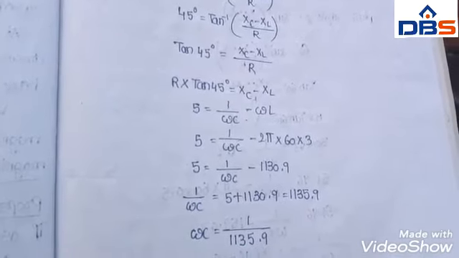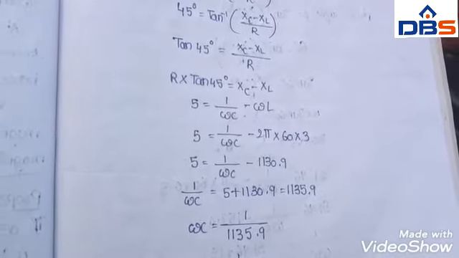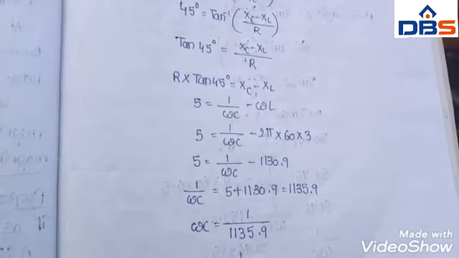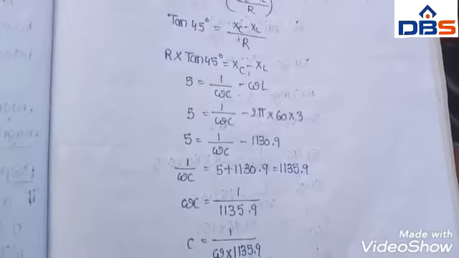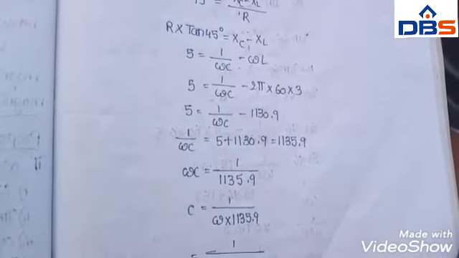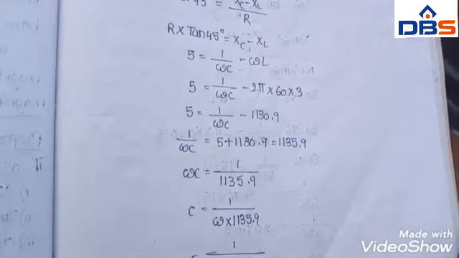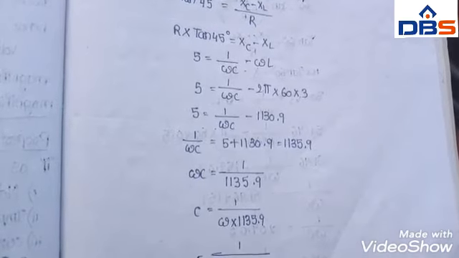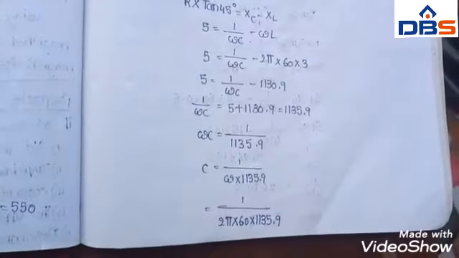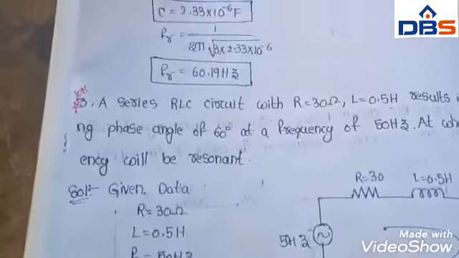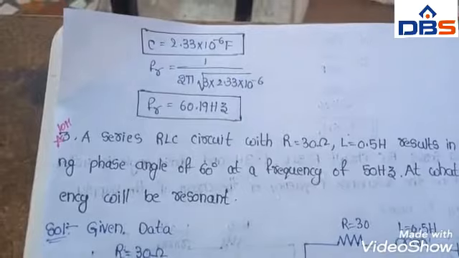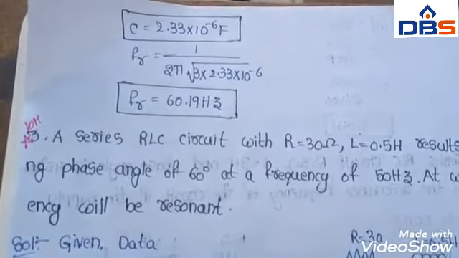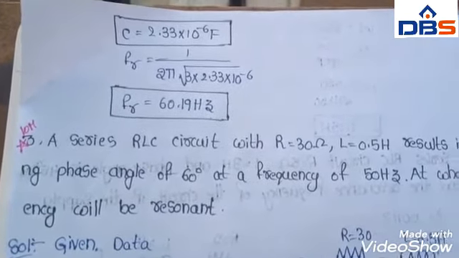By substituting the R value, 5 is equal to XC minus XL, where XC means 1 by omega C and XL means omega L. From this we have to find the resonant frequency. First of all, the capacitor value, because the inductor value is given, omega L means 2 pi f L, and for that the capacitor value is 2.33 into 10 power minus 6 farad. We know the L value and we know the C value. Therefore the resonant frequency is 1 by 2 pi root LC. By substituting the L and C values, the resonant frequency is 60.19 Hz.